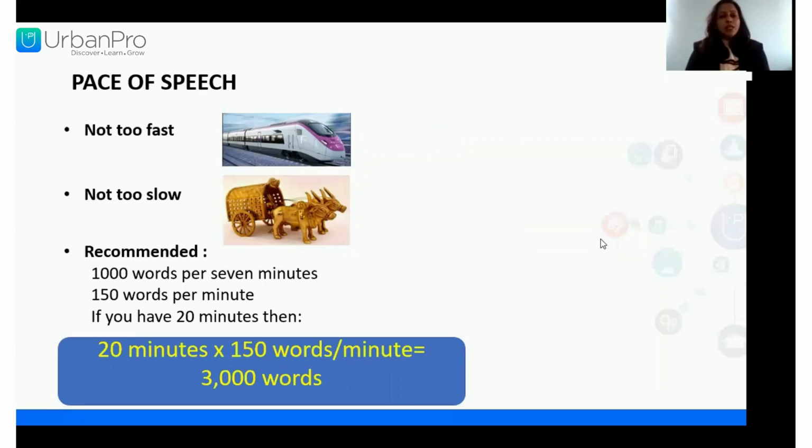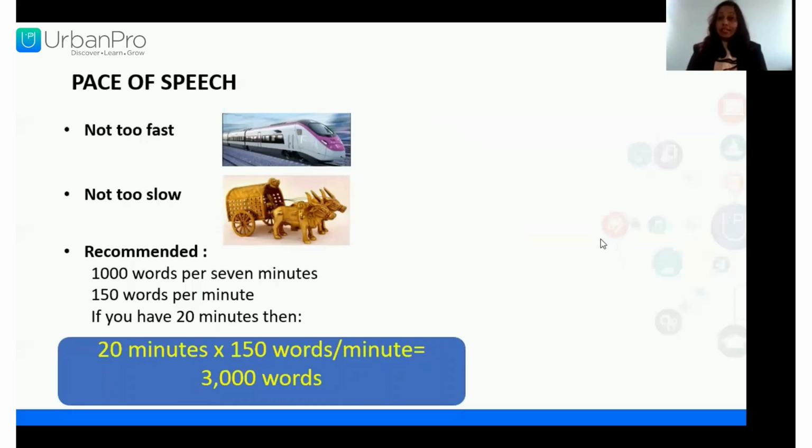As per the study, what is the recommended number of words when you are speaking? It is about 1,000 words per 7 minutes, so it comes to about 150 words per minute. If you are doing a presentation of 20 minutes, then you should use at most 3,000 words. That is the perfect pace of your speech. That is the pace at which people are able to understand properly. If you are going too slow, then they will get bored.